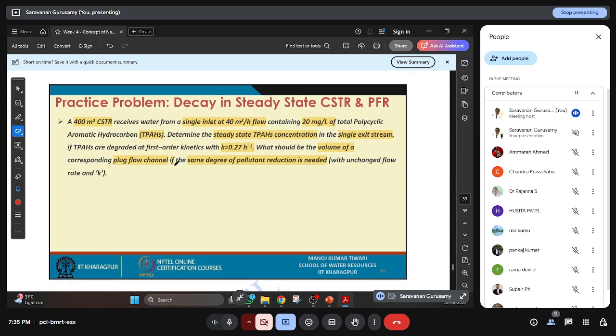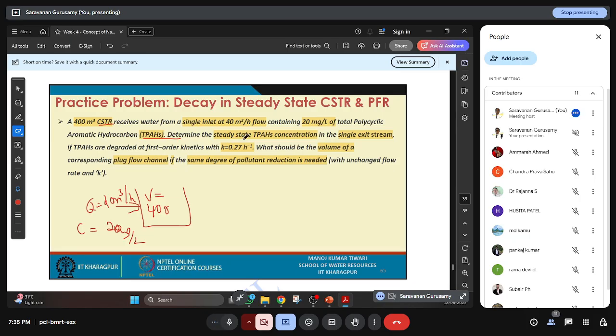So if you think about this problem, see, the CSTR reactor, completely stirred tank reactor or completely mixed reactor. CSTR is completely stirred tank reactor. Volume is 400 meter cube. Volume is given. There is a single inlet. So Q is 40 meter cube per hour. Concentration of the pollutant coming in is 20 milligram per liter. That pollutant may be anything. They are saying hydrocarbon as a pollutant. I can take anything as a pollutant, like a pesticide or something.